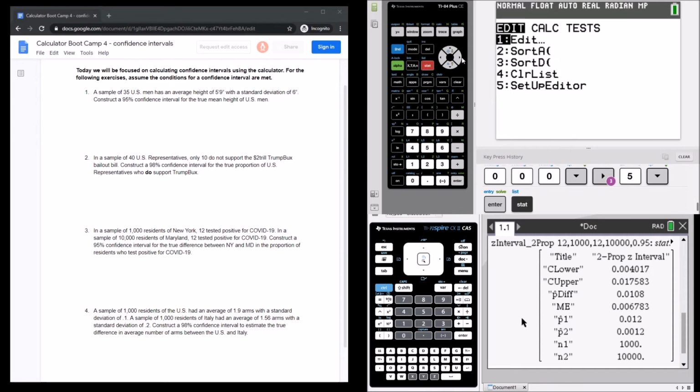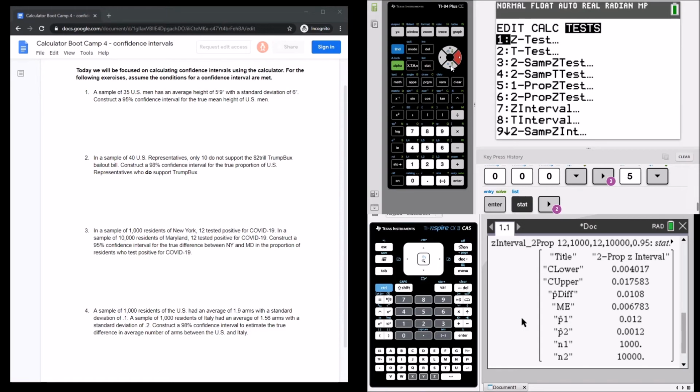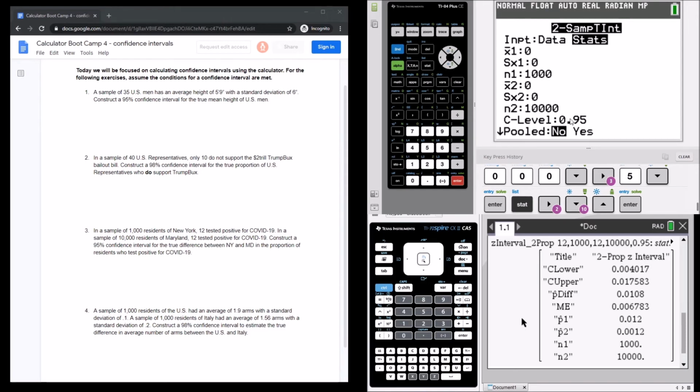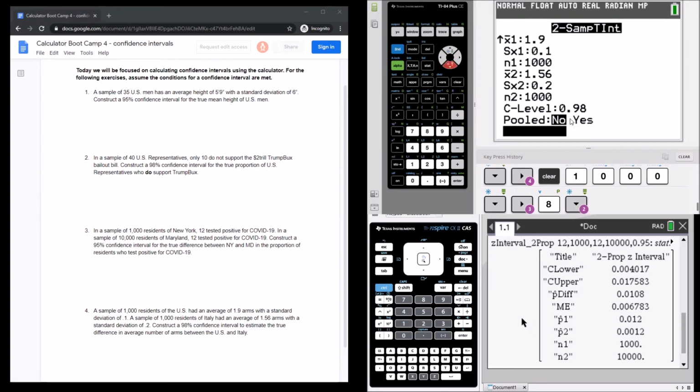So we're going to go to Stat here, and we're going over to Tests. In this case, we don't have a 2 proportion Z interval. We have a 2 sample T interval, so there's our 2 sample T interval, and we're going to use that. We are going to use the stats here. In the US, we have an average of 1.9 with a standard deviation of 0.1, and that was a sample of 1,000. In Italy, we have an average of 1.56 with a standard deviation of 0.2, and again that sample was 1,000. Our confidence level should be 98%, and we're not going to pool here. And then we are going to calculate.